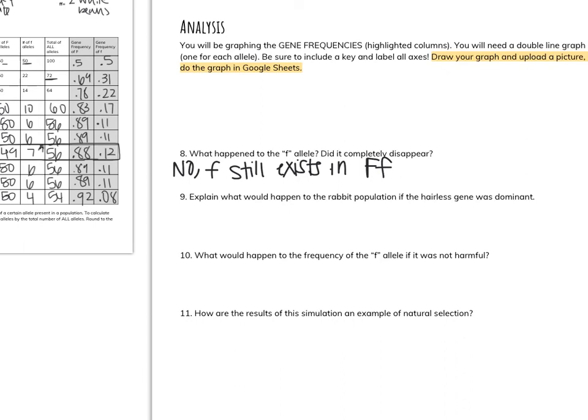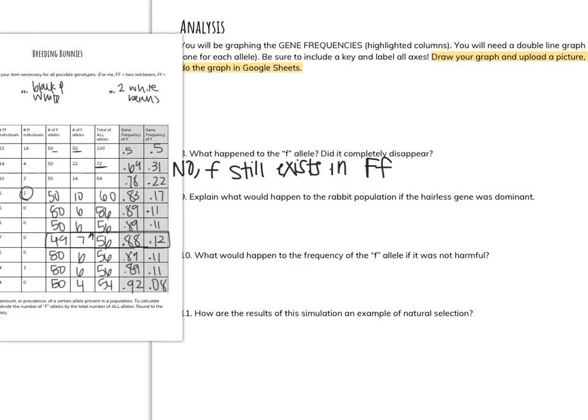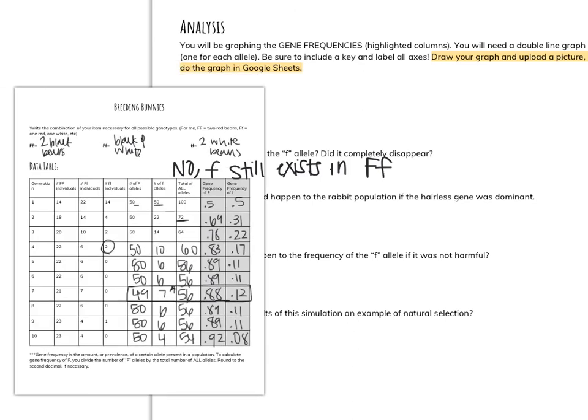Number 9 says, explain what would happen to the rabbit population if the hairless gene was dominant. Okay, tricky. Everything else stayed the same, so the original population, the place that they're at, England. So then if the hairless gene was dominant, then all of these individuals in the first generation would die off, and you'd be left with the little f individuals surviving.